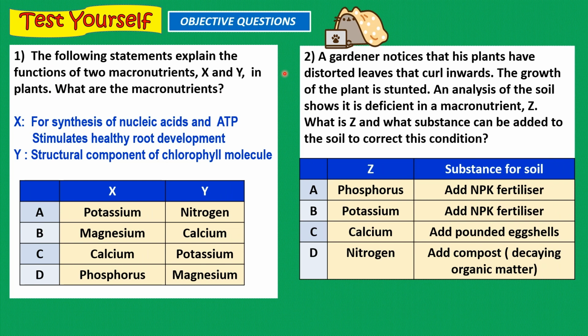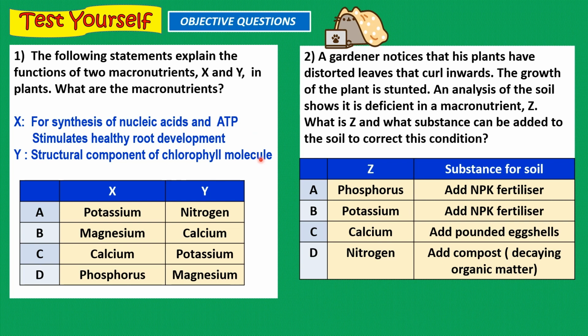Okay, let's continue to test yourself by trying these two objective questions here. The first one: the following statements explain the functions of two macronutrients, X and Y, in plants. What are the macronutrients? So you have to know the functions of the macronutrients well. Now, for X, it is involved in the synthesis of nucleic acids and ATP. Also, it stimulates healthy root development. Whereas for Y, it is the structural component of the chlorophyll molecule.